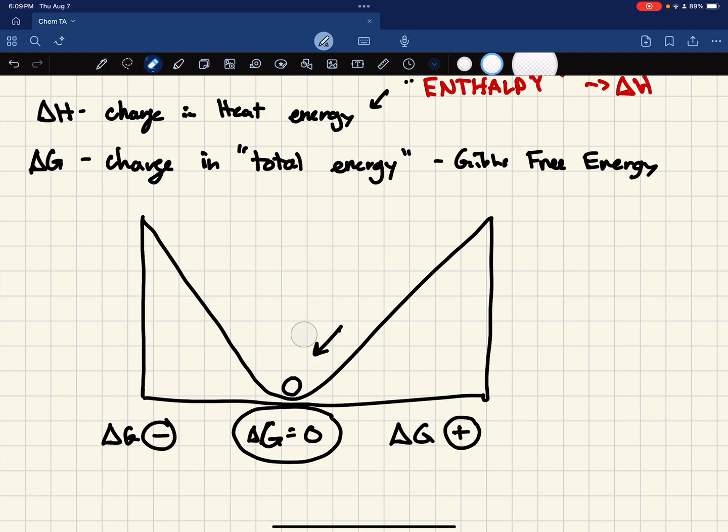There's no more energy, right? If you know physics, it's like potential energy. This is now where all the energy is kind of gone. There's no more potential energy. There's no kinetic energy. It's just sitting right there at the bottom, okay?